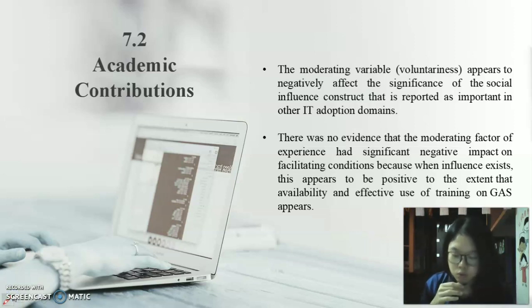However, the study also shows the important influence of the moderating variable, experience, on the significance of the effort expectancy construct. There was no evidence that the moderating factor of experience had a significant negative impact on facilitating conditions because when influence exists, it appears to be positive, to the extent of the availability and effective use of training on GAS.